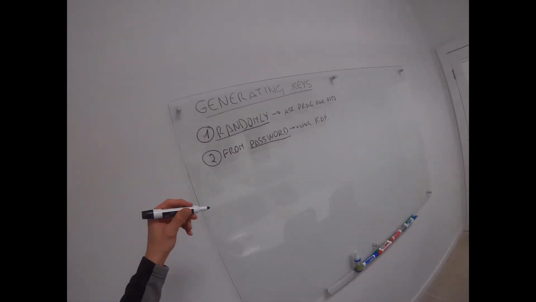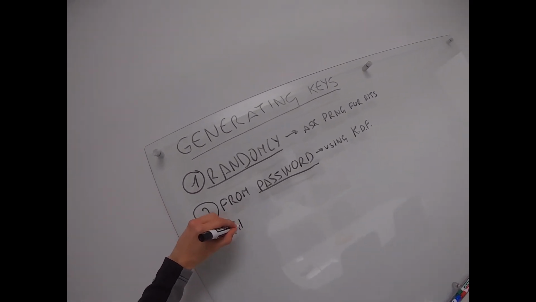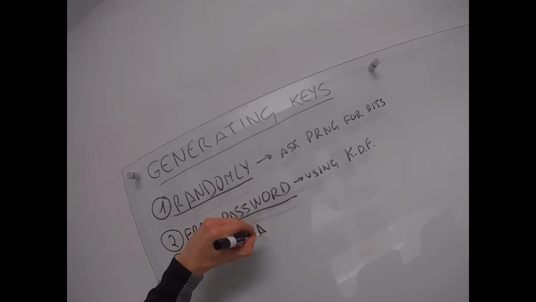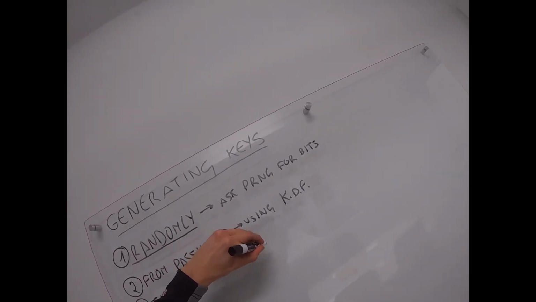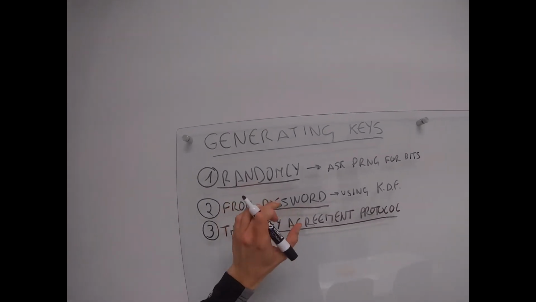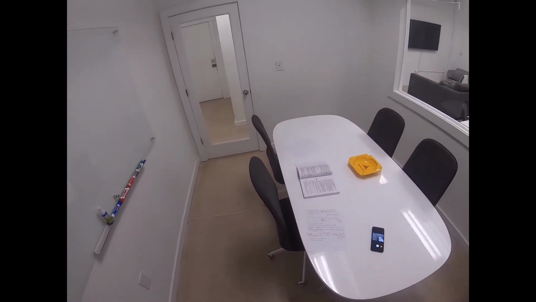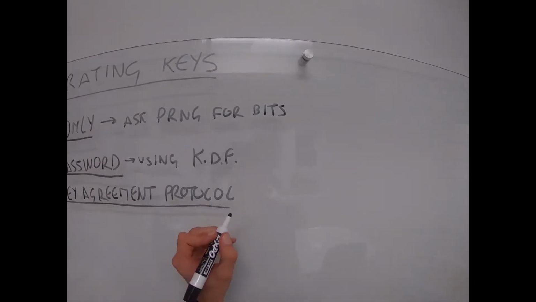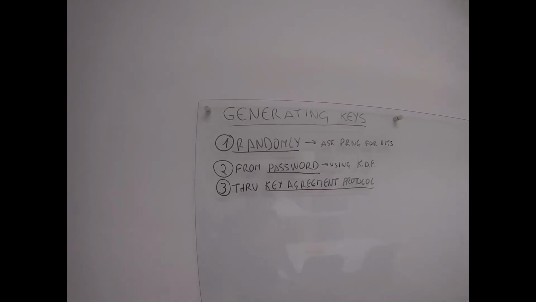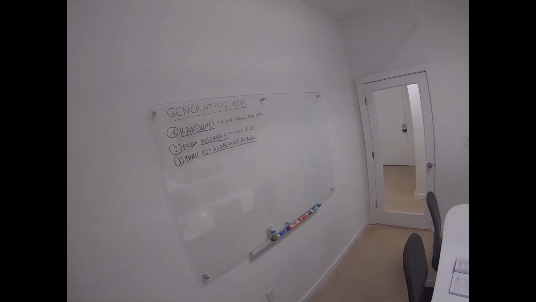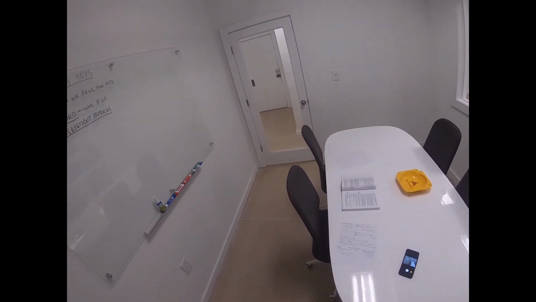And then a third way is through what's called a key agreement protocol. The author doesn't explain it too much, but it's basically a series of messages between two or more parties that result in everybody having a key. I don't know much about the third one because the author wants to talk more about number one, generating them randomly.